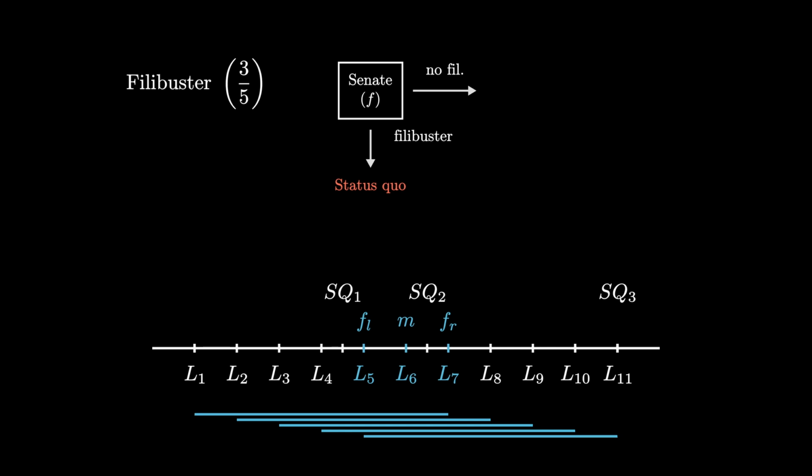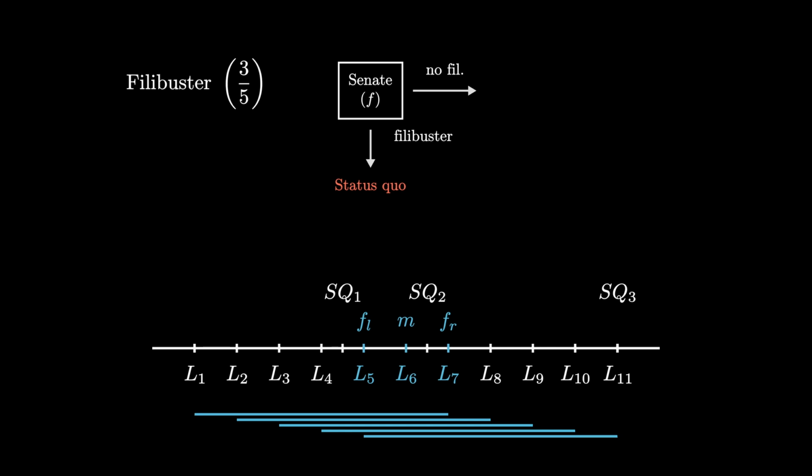We call them pivots because these legislators are ultimately pivotal in whether a bill passes or the status quo is retained. So to determine the set of policies that can beat the status quo, we need to determine the set of policies that both the left filibuster and the right filibuster prefer to the status quo.